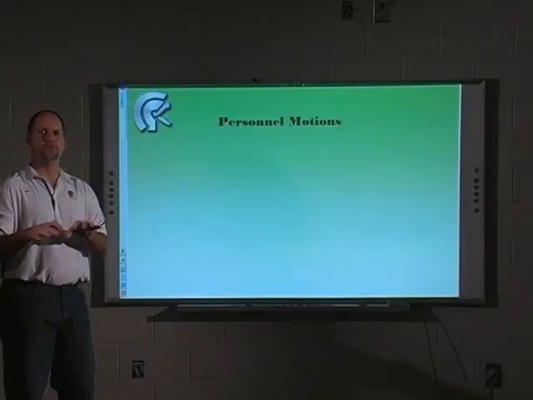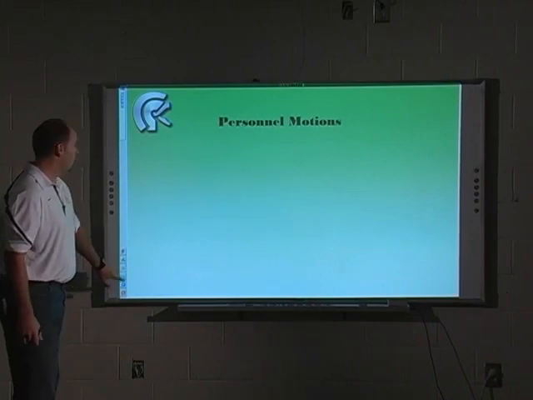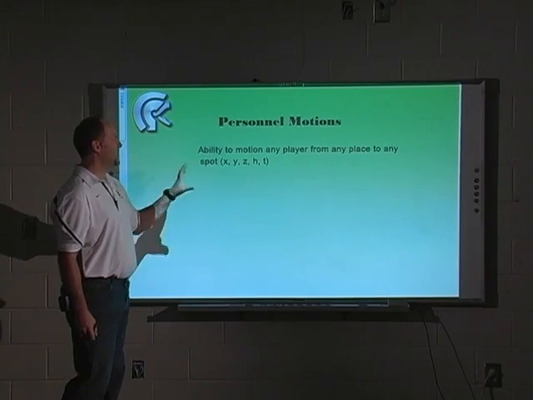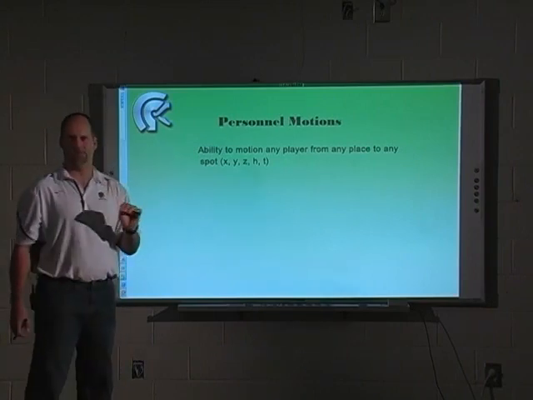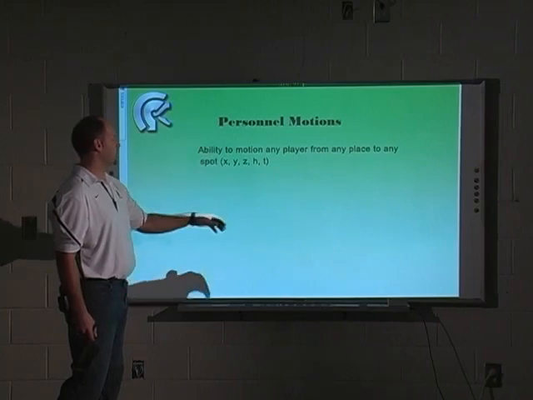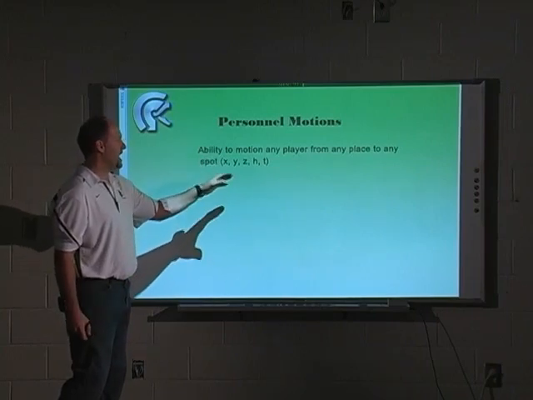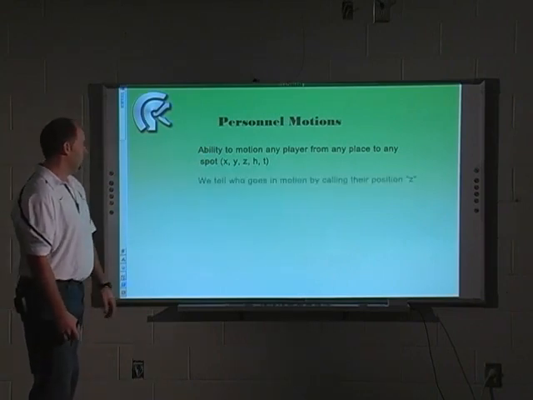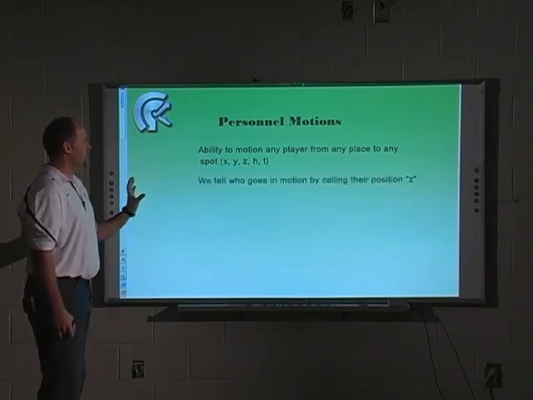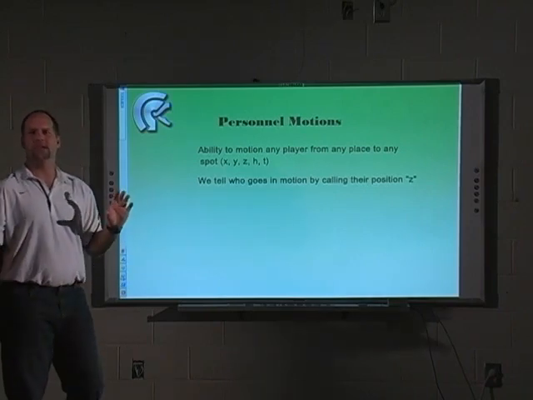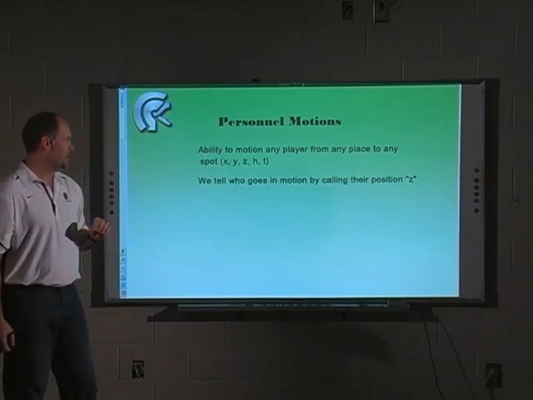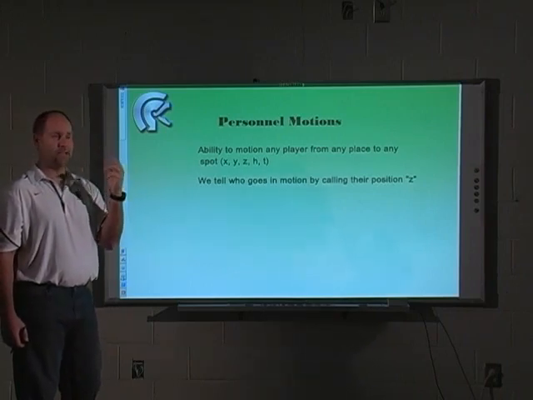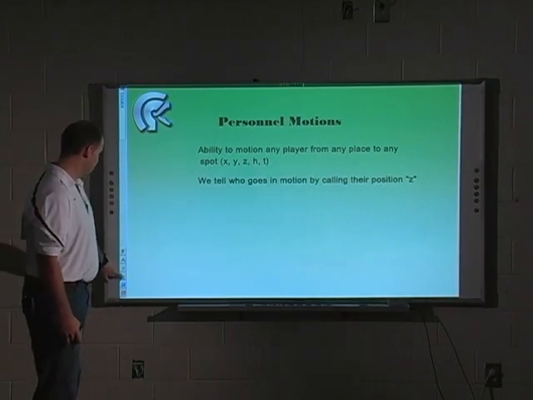Now that you know the numbering system, let's talk about our personnel motions a little bit more. Why we do it is it gives us the ability to motion any player from any place to any spot. The guys we can motion are our X, our Y, our Z, our H, our T, which is our tailback, or what we also call our fullback. And how we do this is we tell who goes in motion by calling their position. So we could say Z, and when Z hears that in the huddle, he recognizes, hey, they're telling me to go in motion. Well, how do I know where?